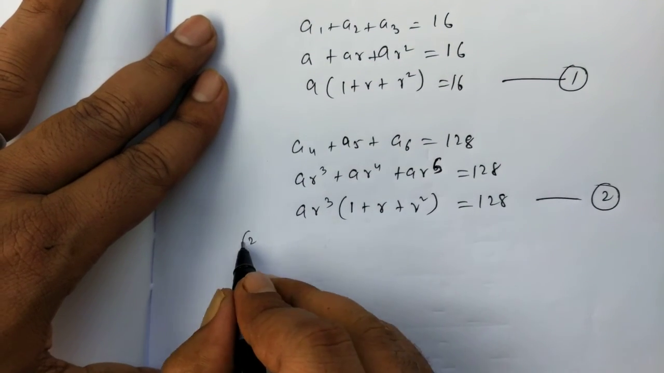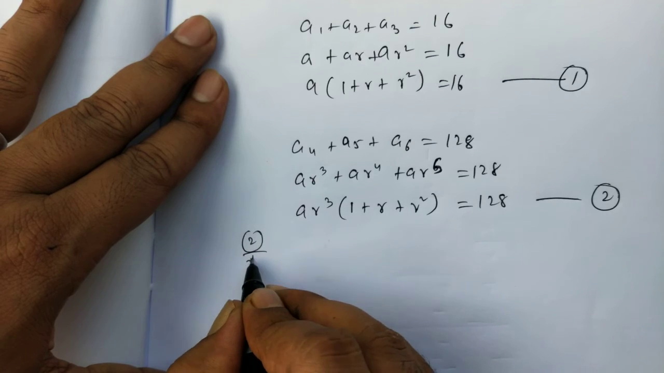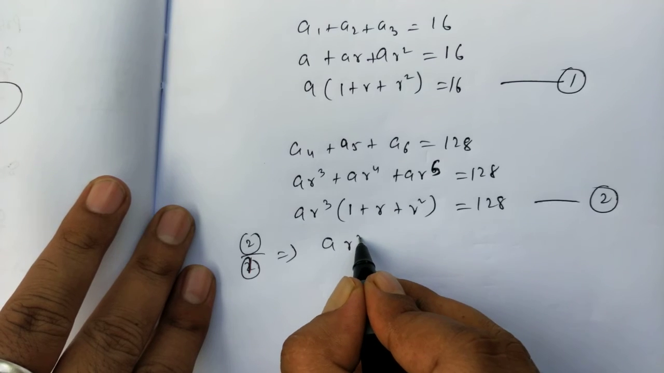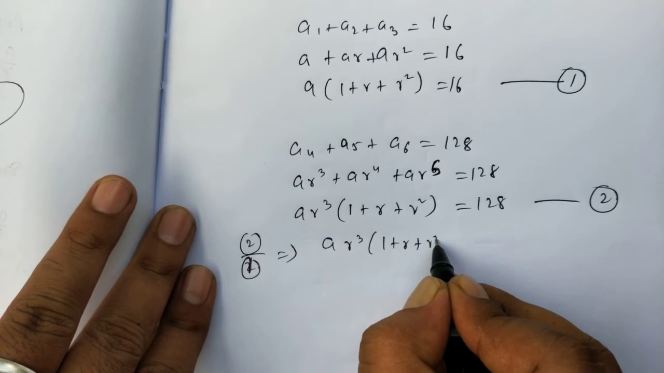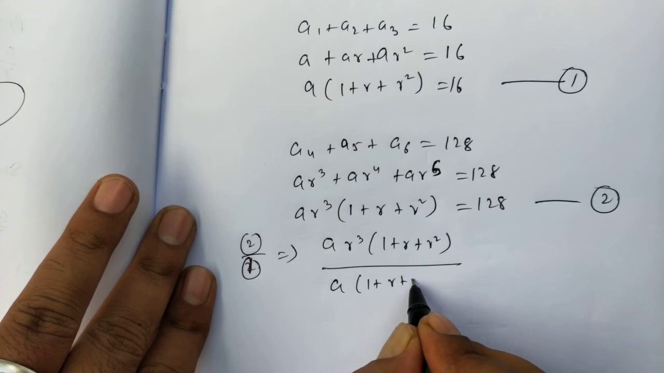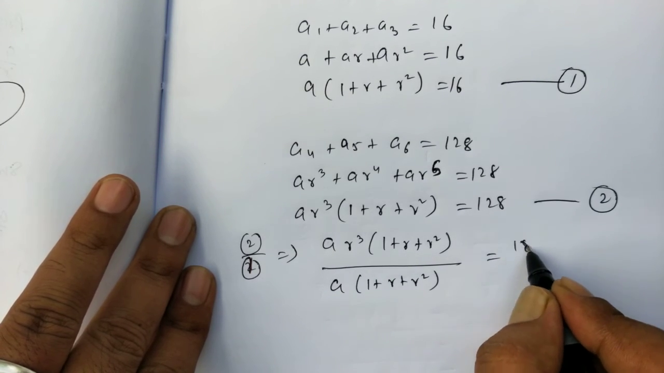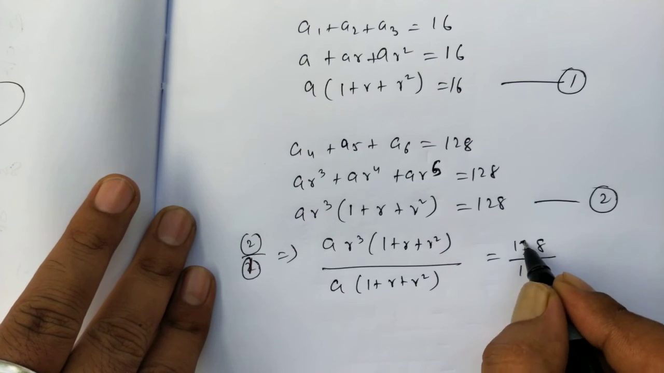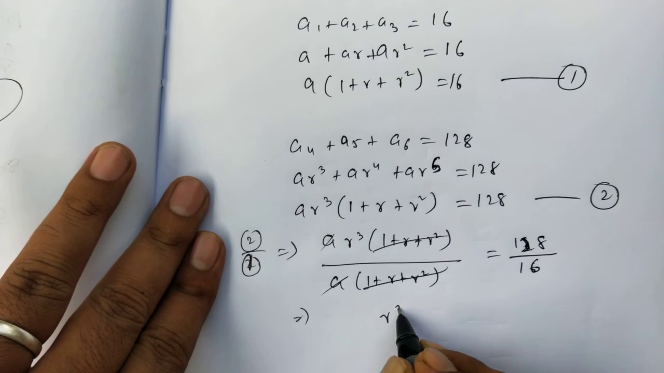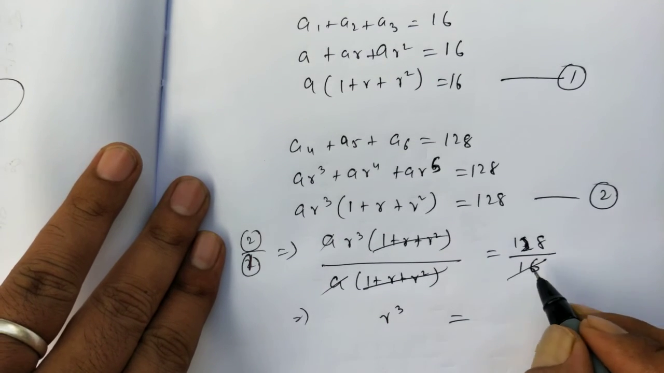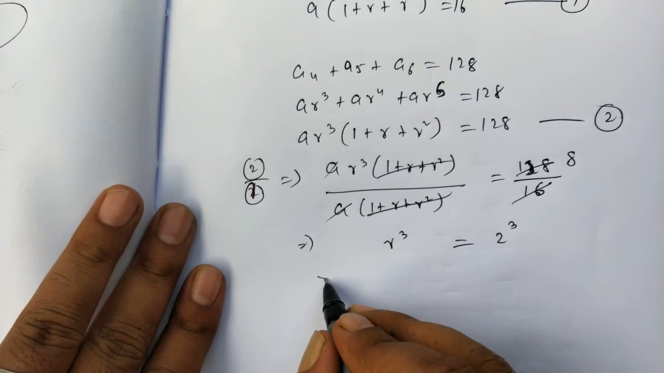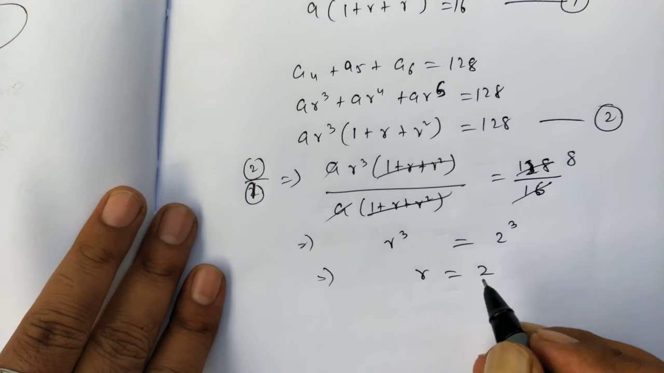Now divide 1 and 2. 2 divided by 1, okay? That means I'll divide left part by left part and right part by right part. Here 128 by 16. So we can cut this, a also cancels. We're getting r cube equals 16 how many times? 8 times. So 8 is 2 cube. So r is 2.